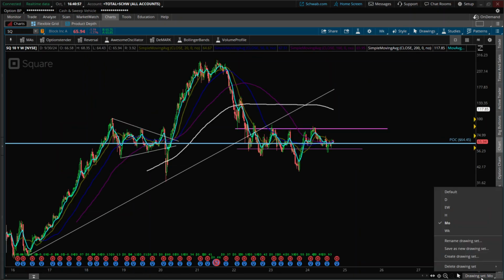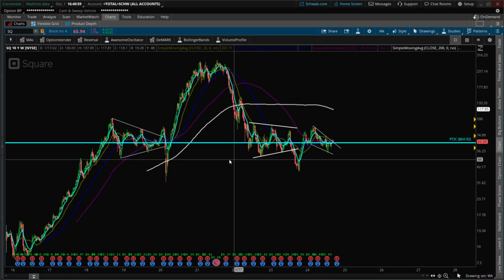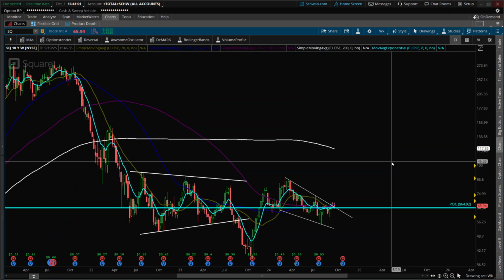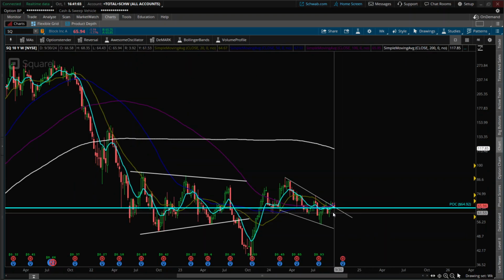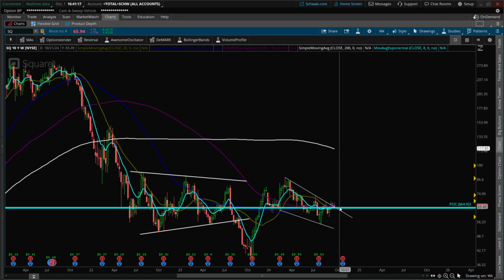Let's go down to the weekly. On the weekly time frame, this is another way to look at it. Again, we have our point of control. We're above that. We're above that 8 EMA. But all the moving averages are moving sideways, and they're getting very, very tight in price action. That is a sign of just a spring ready to coil.